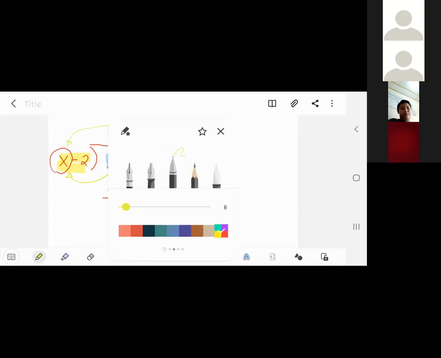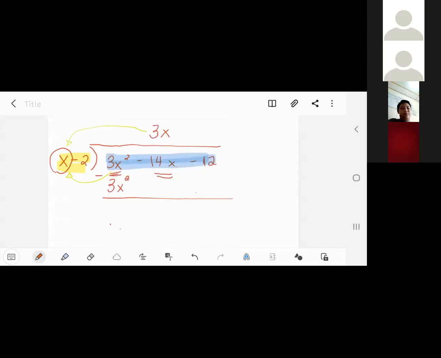Okay, next. You subtract this. 3x squared minus 3x squared. When we subtract, only the coefficients are subtracted. Then you just copy the variable. So, 3 minus 3, how much? 0. So, that is 0. So, you bring down negative 14x. Okay, did you follow? Yes, ma'am.